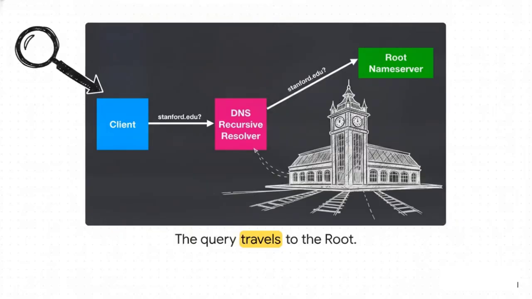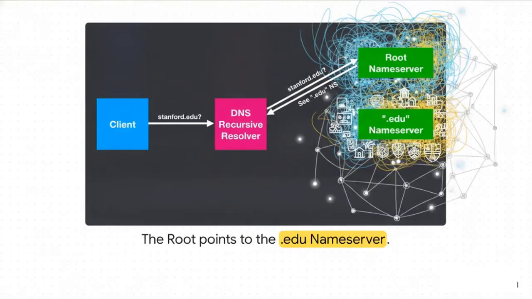The query flies out to the root. Now, think of the root as the grand central station of the internet. It doesn't actually have the final answer, but it knows exactly who to ask next. So the root name server fires back immediately, basically saying, hey, I don't know the exact IP for stanford.edu, but here's the address for the top-level domain name server that handles all the .edu websites.